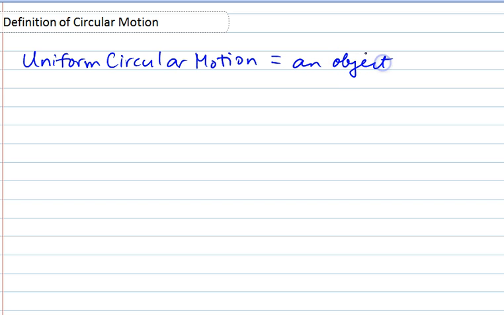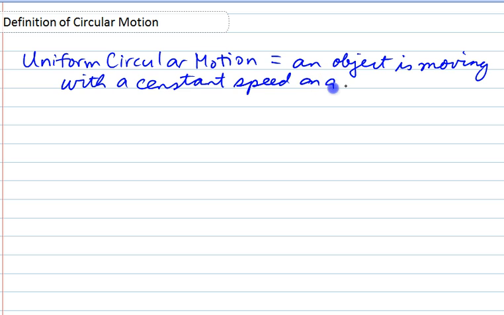Okay, welcome back everyone. In this video we're going to be talking about circular motion, and we're going to start with a quick definition. We want to start with what we call uniform circular motion, which occurs a lot in nature, and it's basically when an object is moving with a constant speed on a circular path.